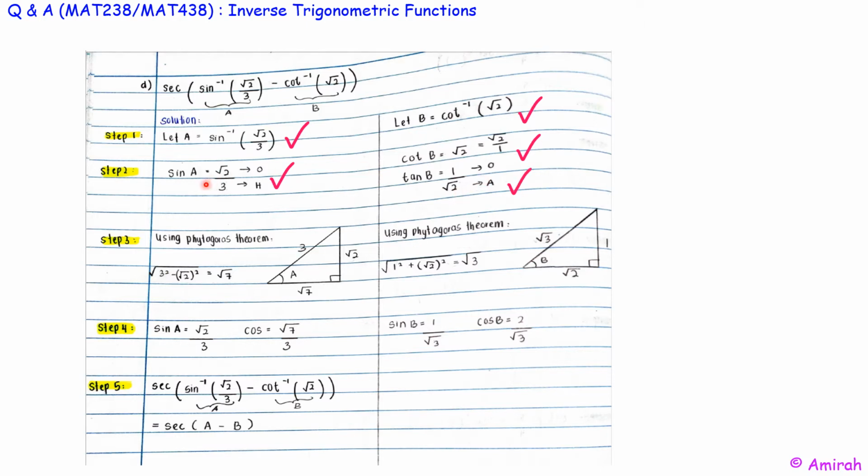And then from angle A, from sine A equals root 2 over 3, we can draw a right angle triangle. We already have two sides. Root 2 equals opposite because this is sine, and 3 is the hypotenuse. So we can find the third side using the Pythagoras theorem. So here is the formula, and we get root 7.